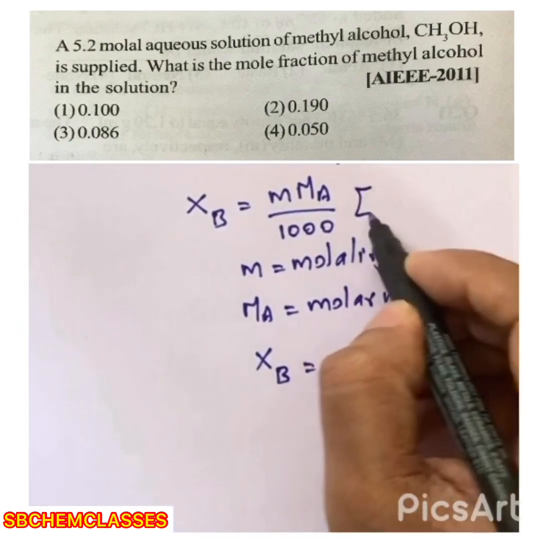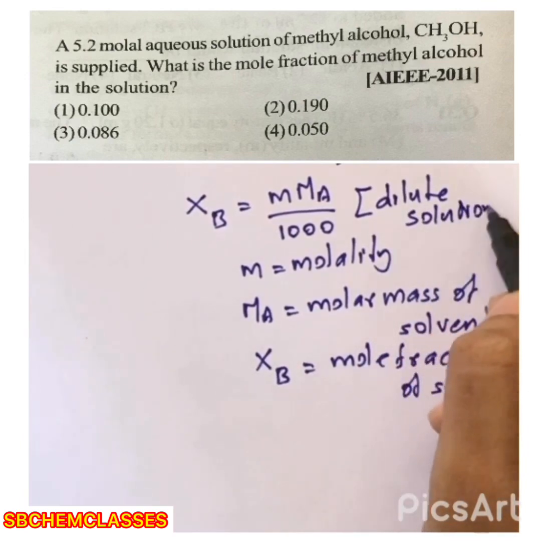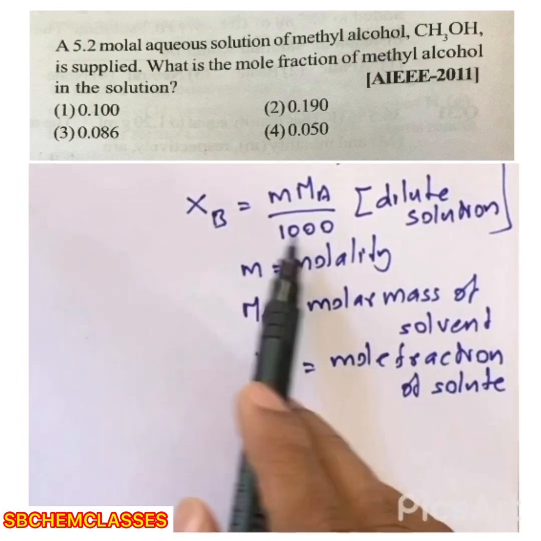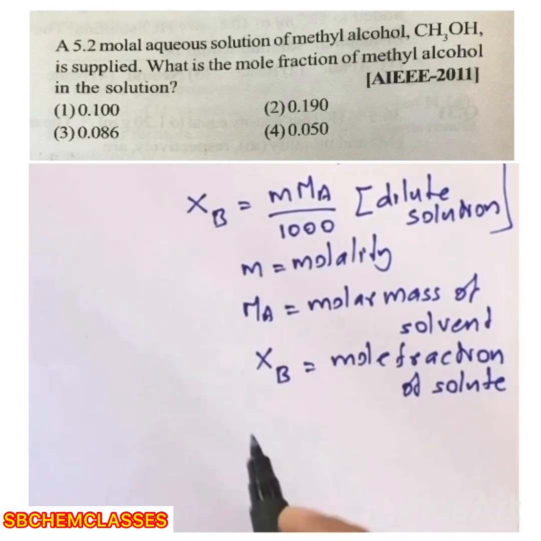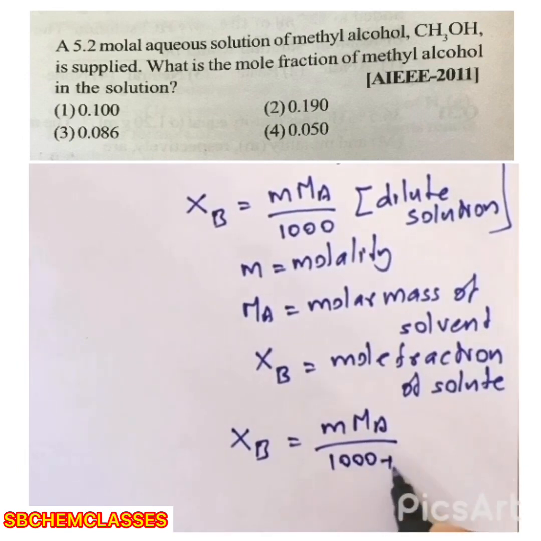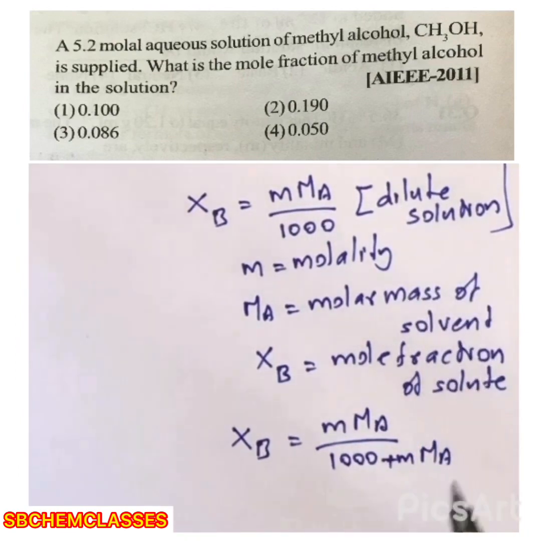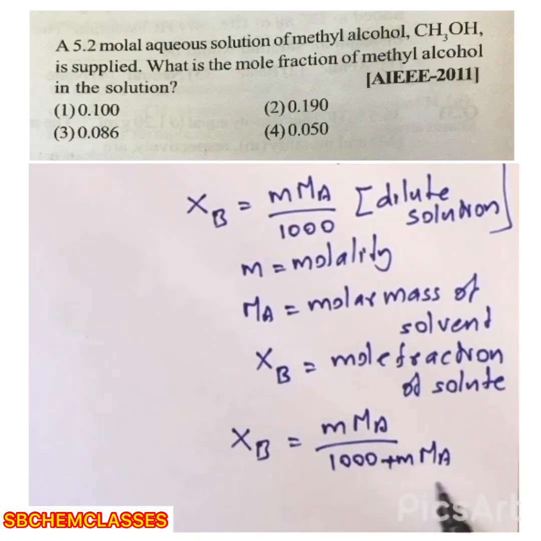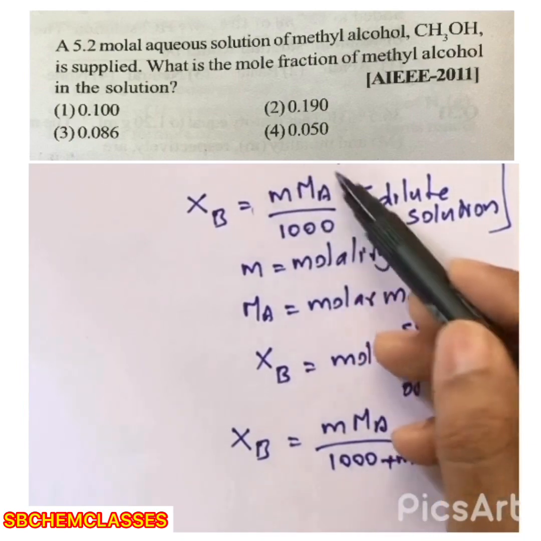But this equation is applicable for dilute solutions only. Generally we are given dilute solutions, so this equation is useful. But the actual equation between mole fraction of solute and molality is chi b equal to m into Ma by 1000 plus m into Ma. But in dilute solution, this m into Ma in the denominator will be negligible. So the equation will be simplified as m into Ma by 1000.